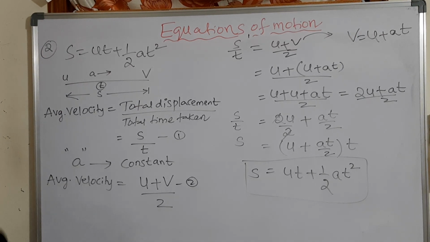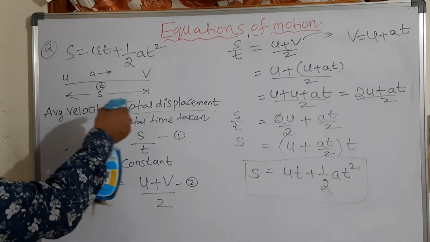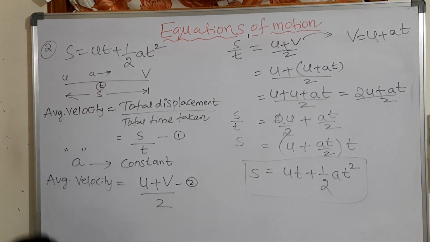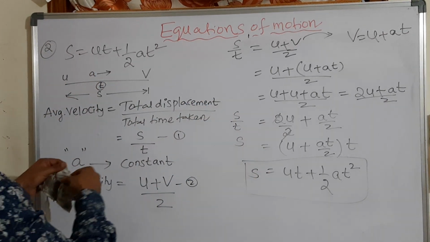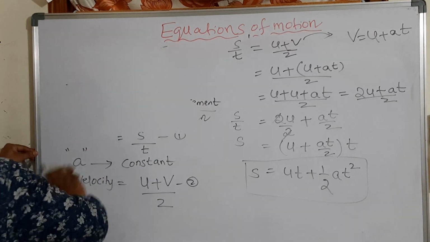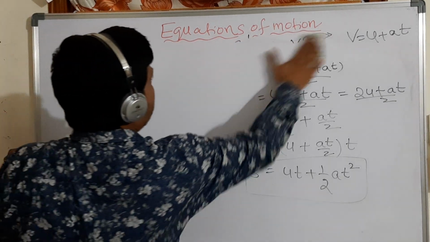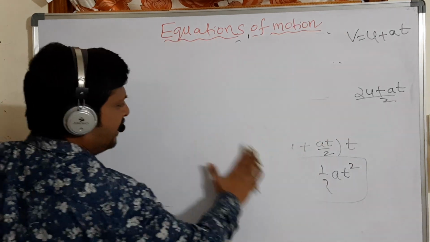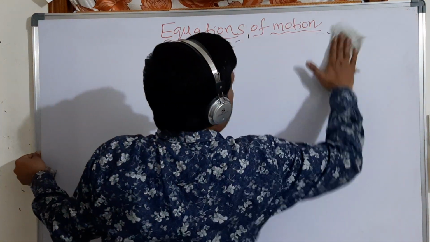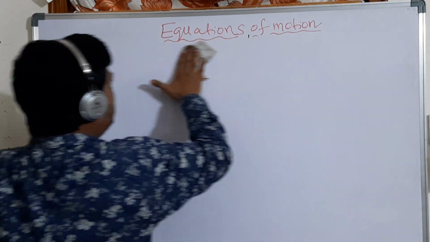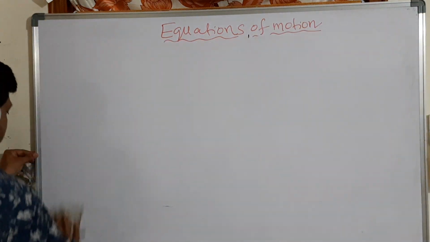Next see here, third equation of motion. What is the third equation of motion? The third equation of motion is v square minus u square equal to 2as. Very good answer.